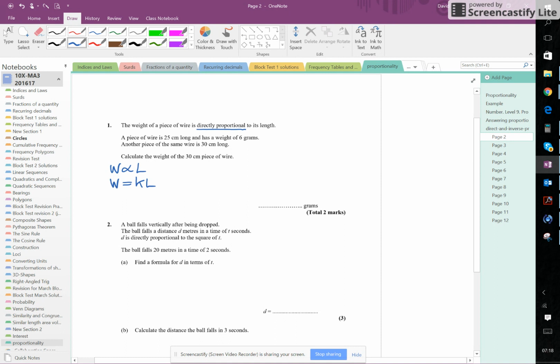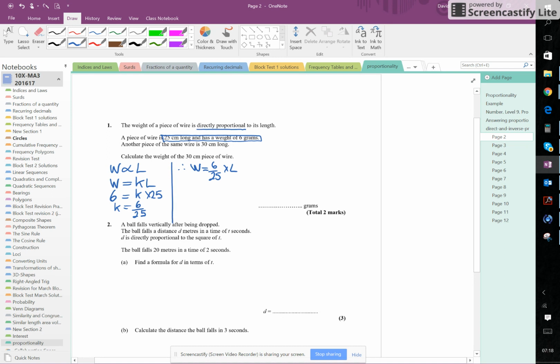And now we use some data that's given in order to calculate K. We're given this data that when the length is 25, the weight is 6. So we'll substitute those in here. 6 equals K times 25, and rearrange to get K is 6/25. Once we've done that, we replace the K into this equation here. So therefore W equals 6/25 times our length L.